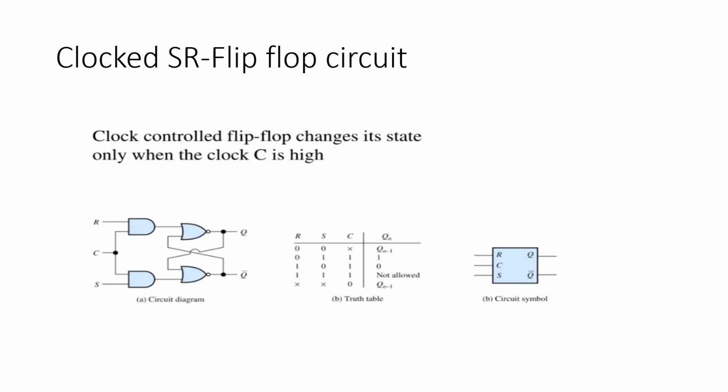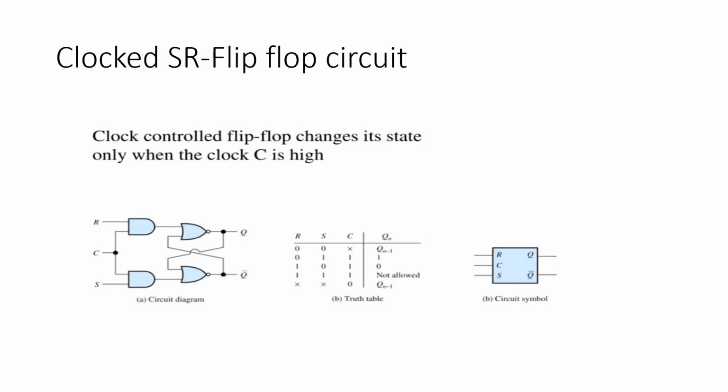If S is equal to 1 and R is equal to 0, the set operation takes place so that the output becomes 1. If S is equal to 0 and R is equal to 1, then the reset operation will take place so that the output will become 0. If S is equal to 1 and R is equal to 1, both outputs become the same, violating the complementary relationship, and this condition is not allowed here.